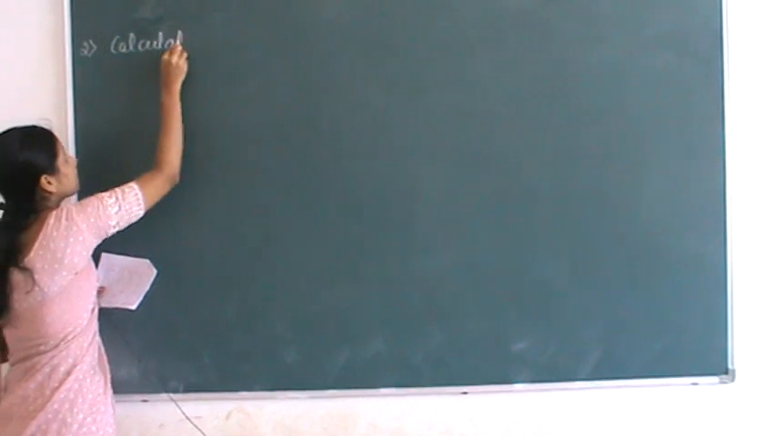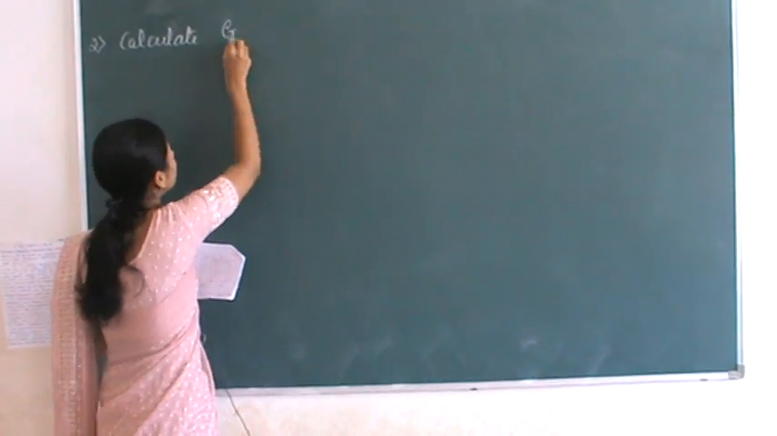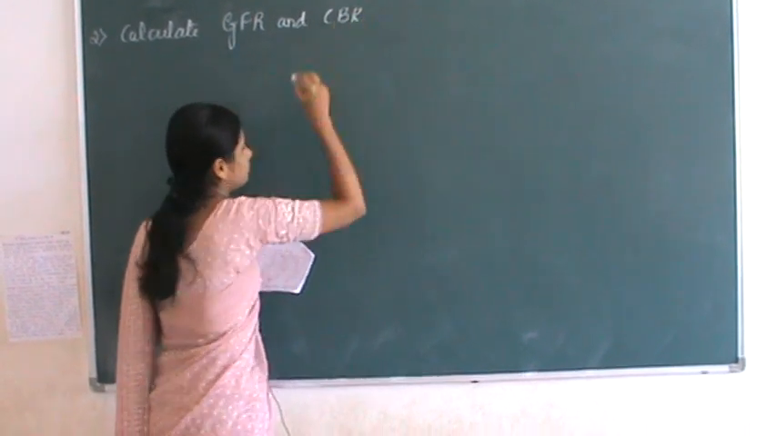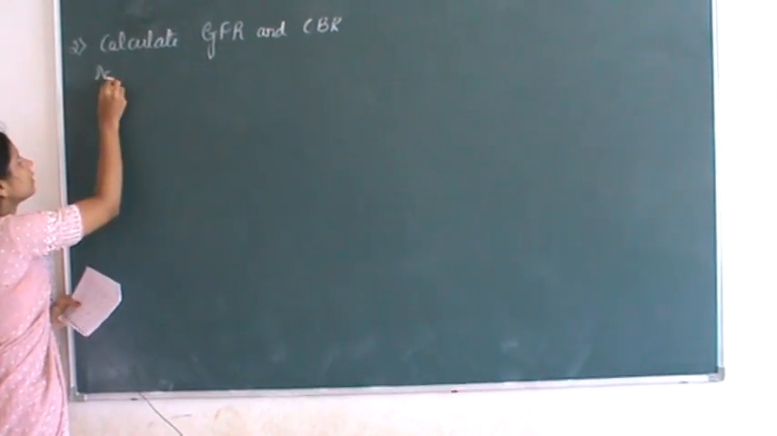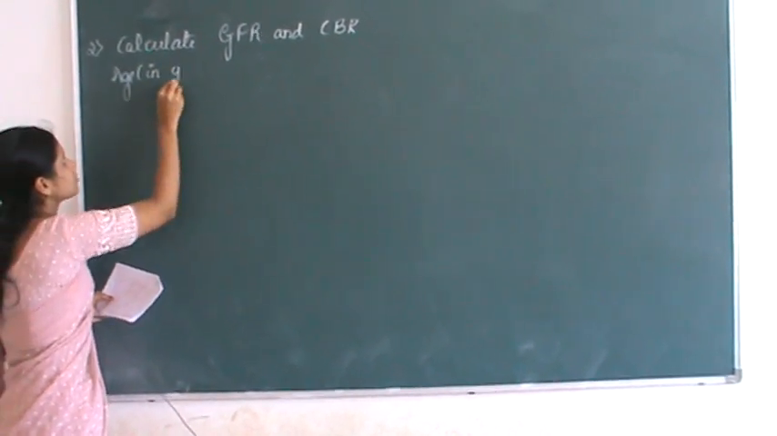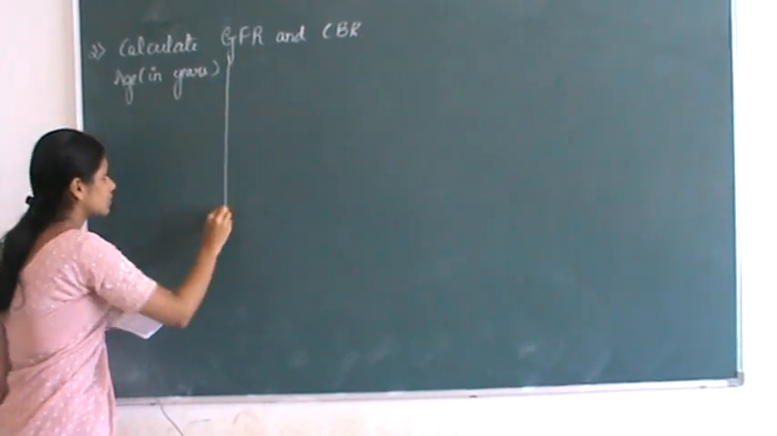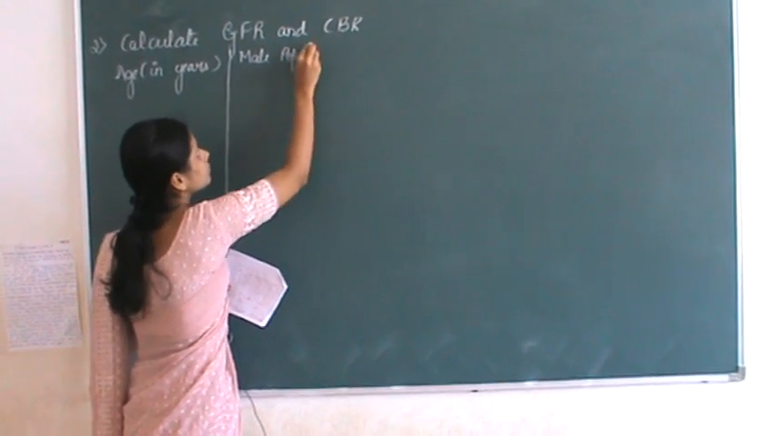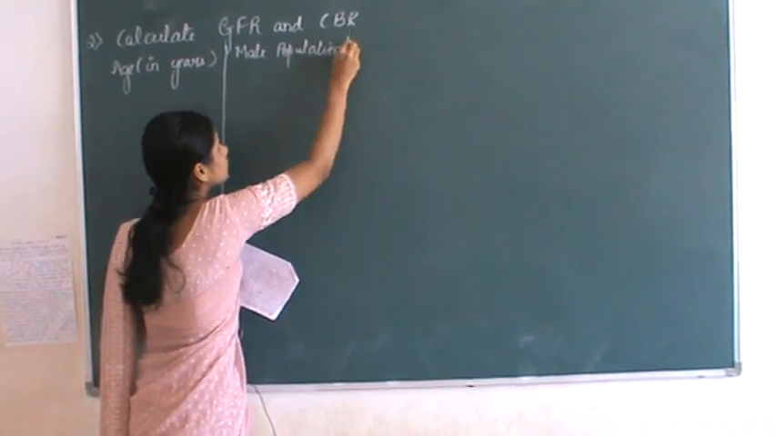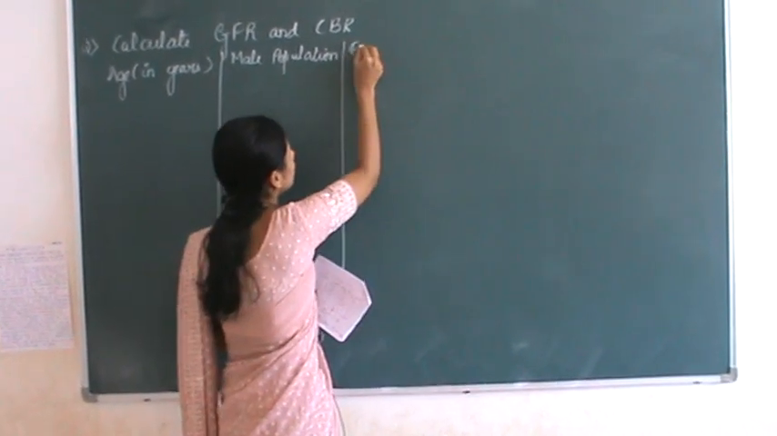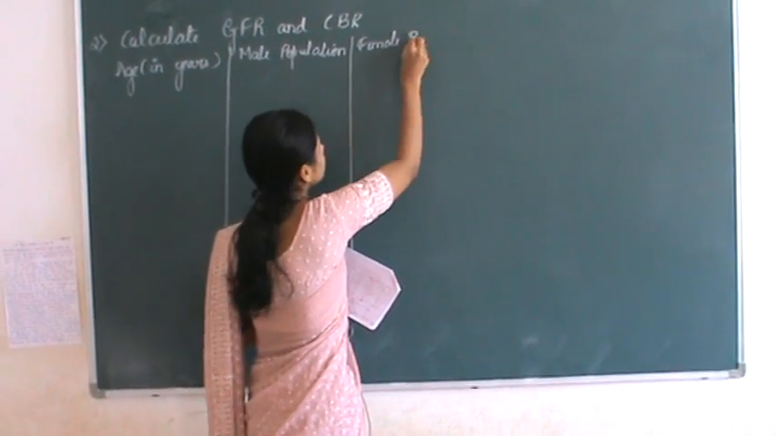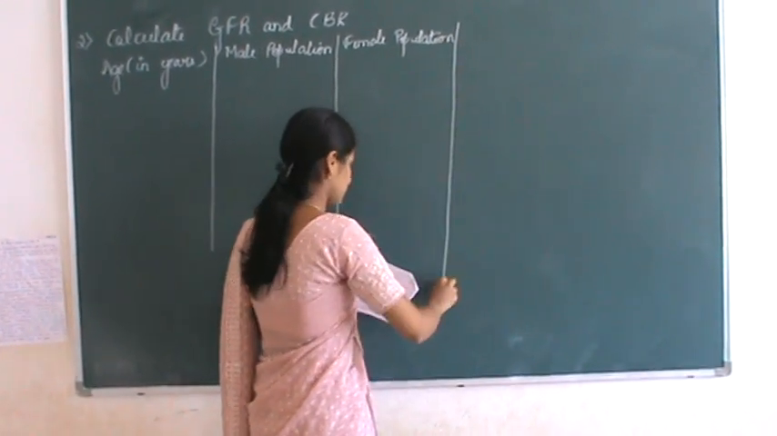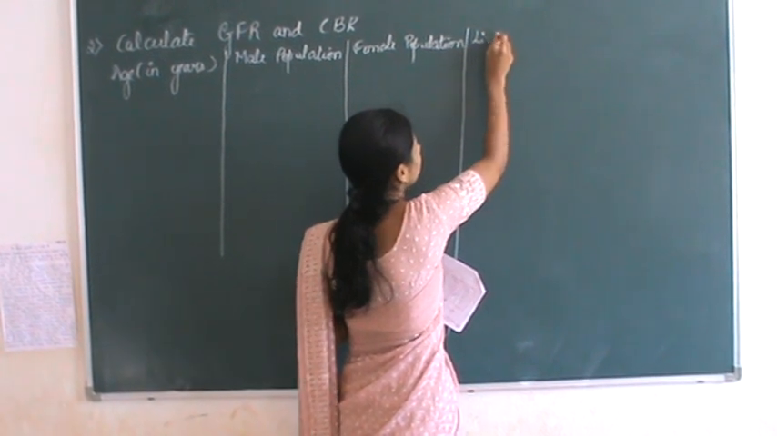Calculate general fertility rate and crude birth rate. The information given is age in years, secondly male population, third is female population, and the last information given is live births.